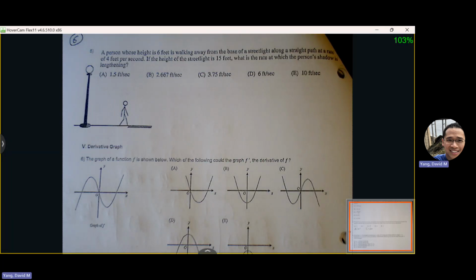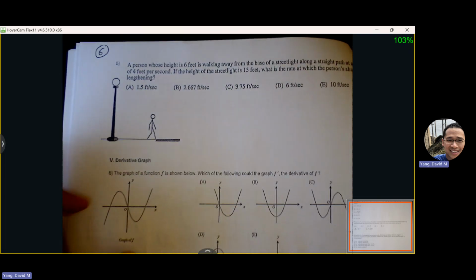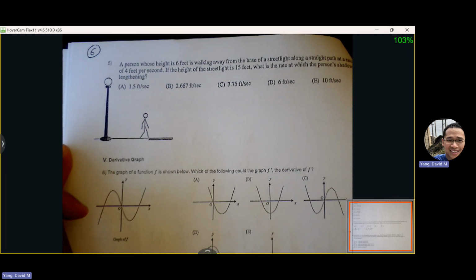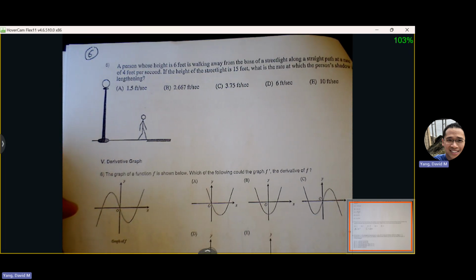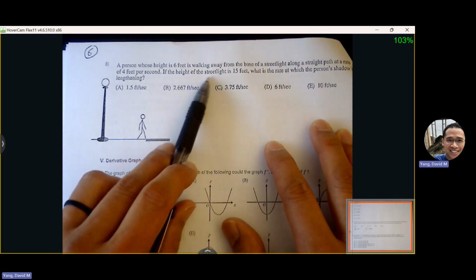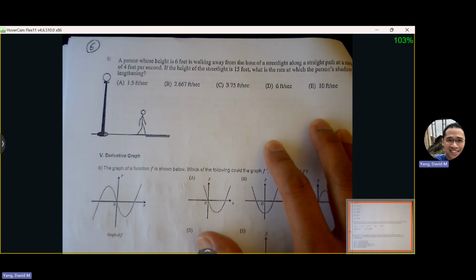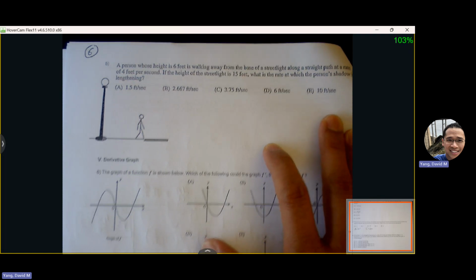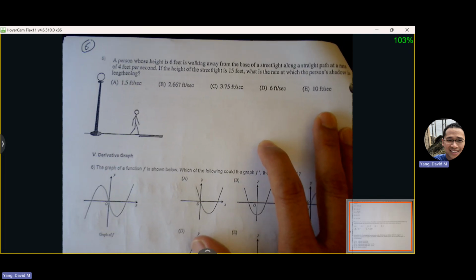Okay, here's page 6. This is a similar triangle problem, but this is very specific. We call this the shadow problem here. So number 6, a person whose height is 6 feet is walking away from the base of a street light along a straight path at a rate of 4 feet per second. If the height of the street light is 15 feet, what is the rate at which the person's shadow is lengthening?